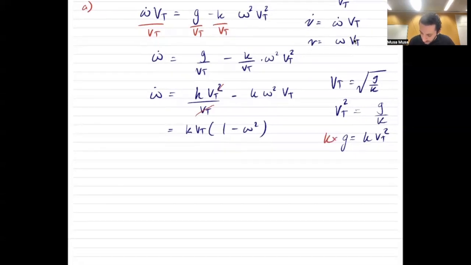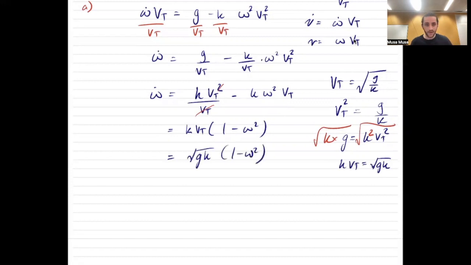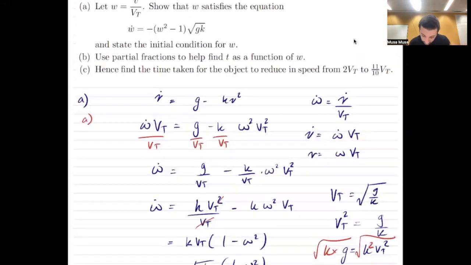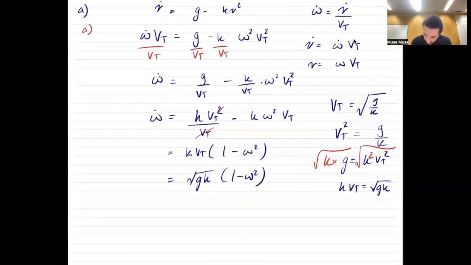If I times this by K, and that becomes K squared, then I can square root both sides and get KVT equals the square root of GK. Okay, this was a very interesting question. GK(1 minus W squared). Nice, whatever, we got that done. Oh, we didn't, we just need to take a negative out.